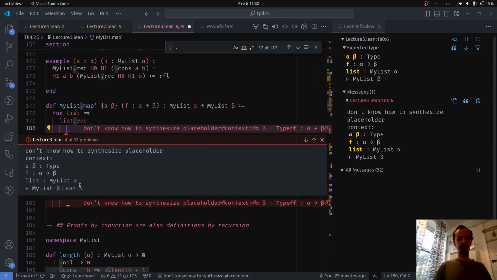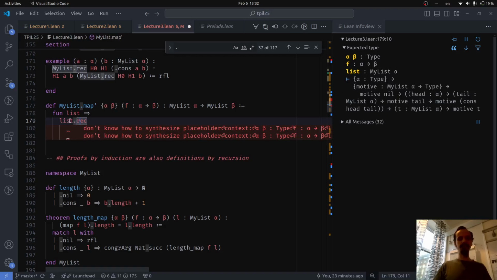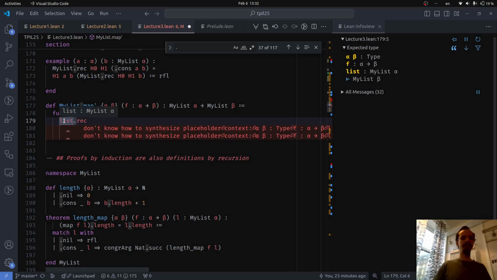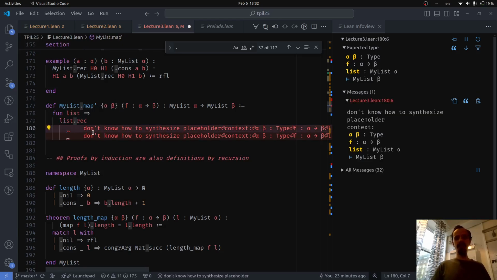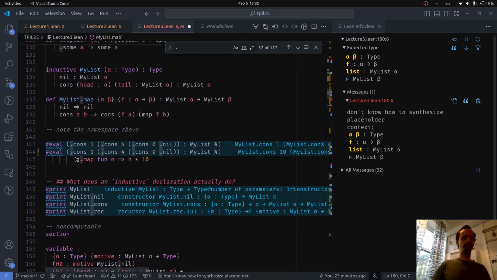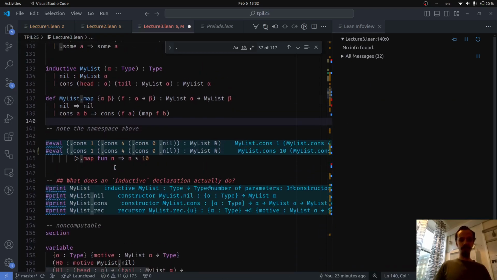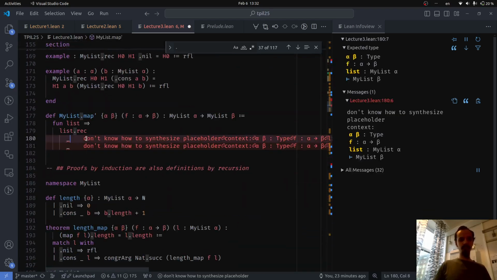So I want to do a demo of using this recursor directly. And here I write list.rec in order to access the mylist.rec function and apply it to list, which is a mylist. And so basically what I want to do is rewrite this map function, but using the recursor directly, right?